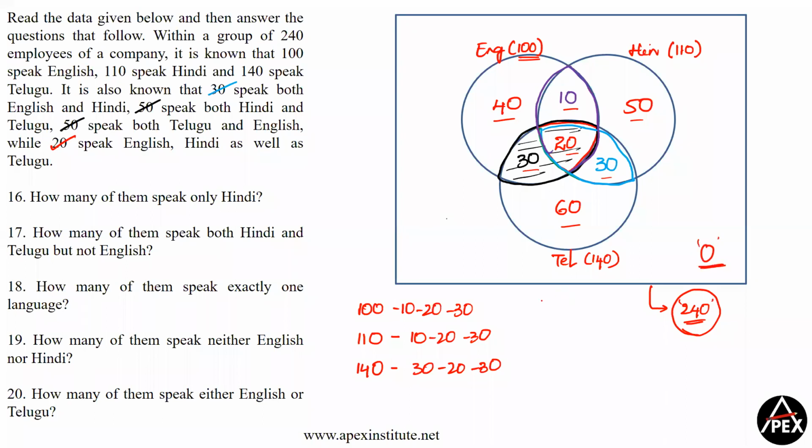Now coming to the questions. How many of them speak only Hindi? So you have 50 employees who speak only Hindi. So how many of them speak both?